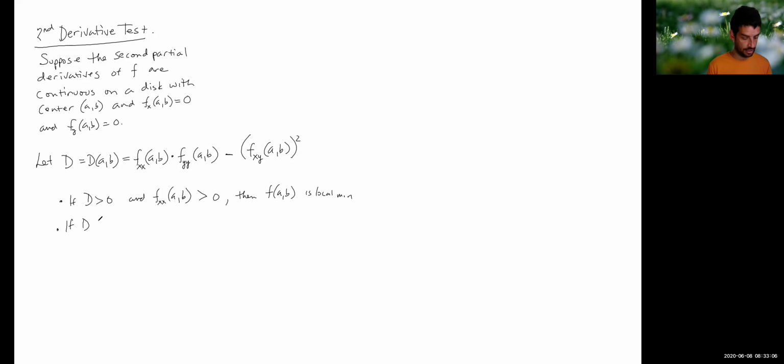If D is less than 0 and this derivative is also less than 0, excuse me, sorry, this part's wrong. I wrote this wrong. I knew something felt off. Then we have a local max.